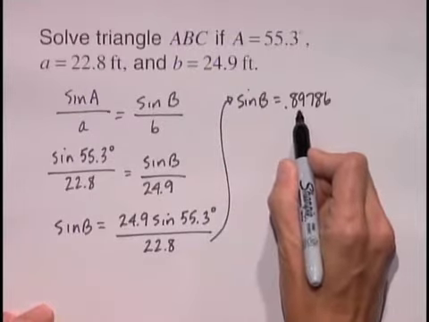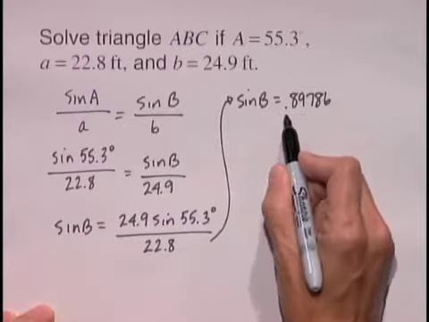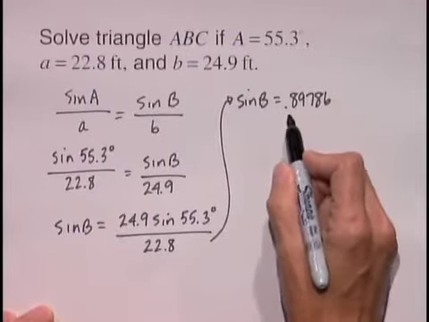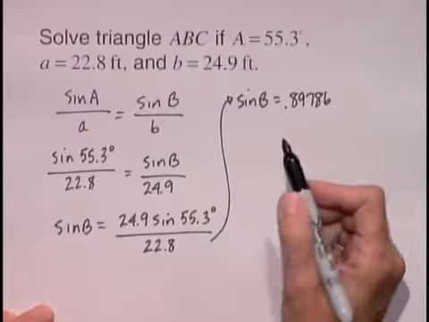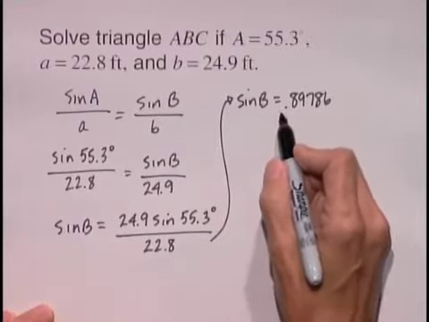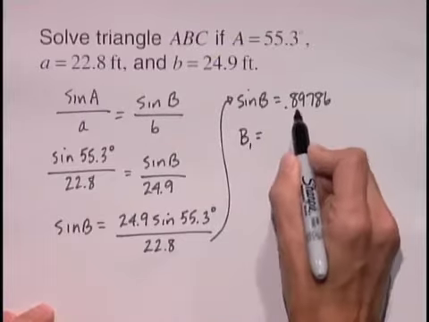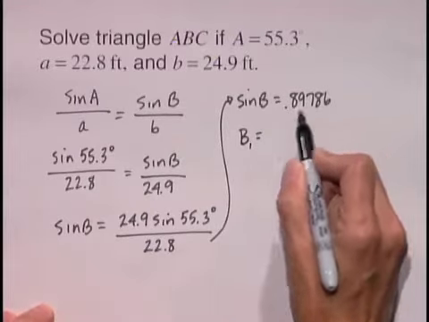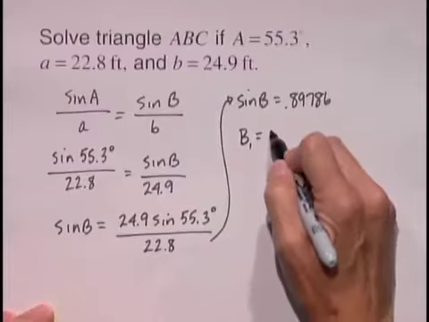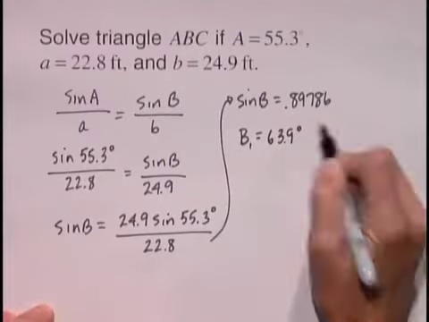Sine is positive in quadrant 1 and quadrant 2, and angles in quadrant 1 and quadrant 2 are all legitimate sizes for angles in a triangle. So let's start by finding what I'll call B1 by taking the inverse sine of 0.89786. And B1 comes out to 63.9 degrees.